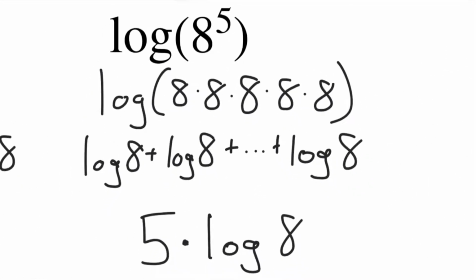Similarly, let's say it's at 5. Well, you could do the same exact trick, just 5 times. 8 times itself 5 times. And then you're adding log of 8 to itself 5 times and collecting them all back together. Again, you get 5 times log of 8.